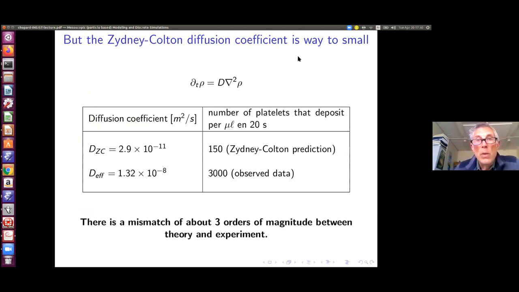This coefficient is way too small compared to what we use. If you want to see that in a different way, you can see how many platelets would reach this deposition layer in 20 seconds. If you assume the diffusion by Sidney-Carlton, you only get 150. But in the experiment, you see 3000. To get this 3000, you need a much faster diffusion coefficient. So there's a mismatch of three orders of magnitude between these two values, and that's very surprising. So how can we understand that?